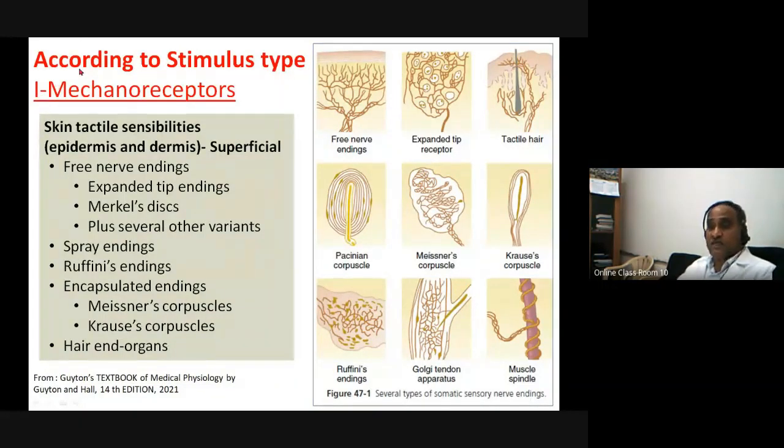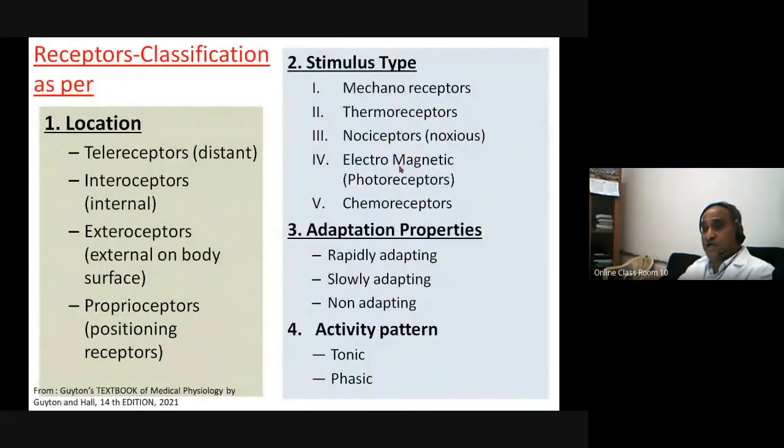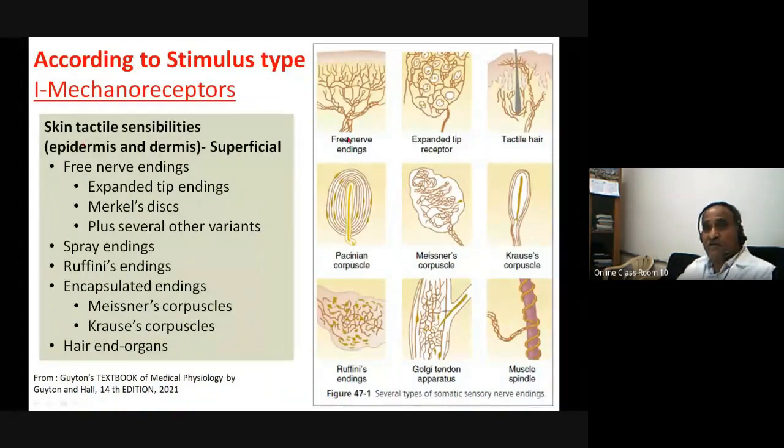First are the mechanoreceptors. The mechanoreceptors are situated superficially, that means on the skin or the mucous membrane surface, so they are in the epidermis or dermis area. These receptors are free nerve endings, as I already mentioned, or nerve endings having expanded tips, just as happens here. These are free nerve endings, or spray endings. These are the Golgi tendon complex or Ruffini or the spray endings.